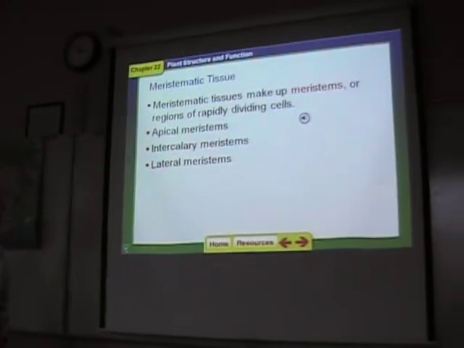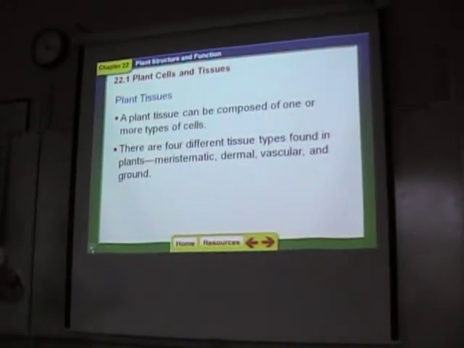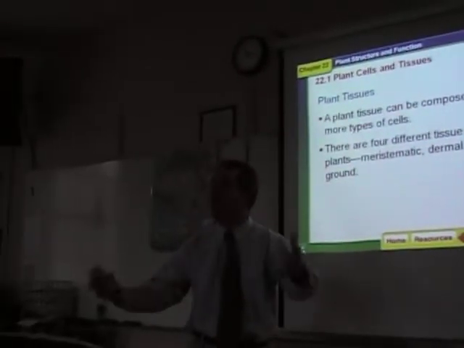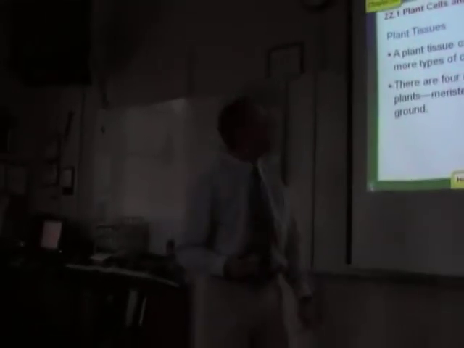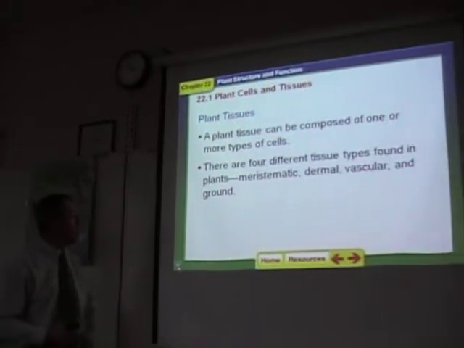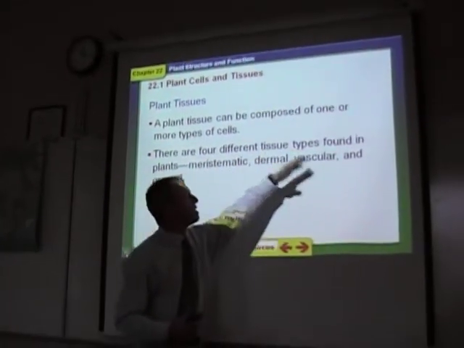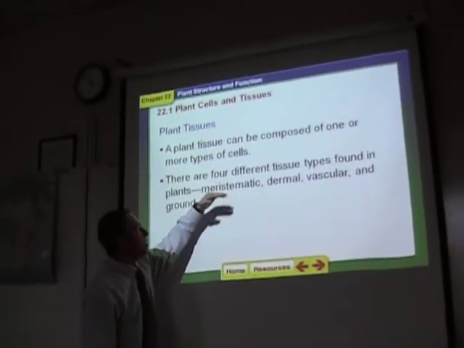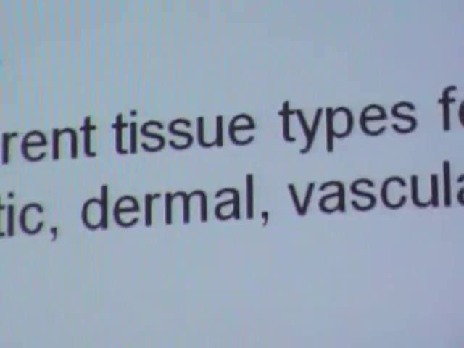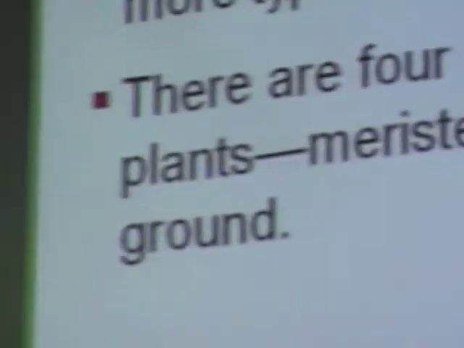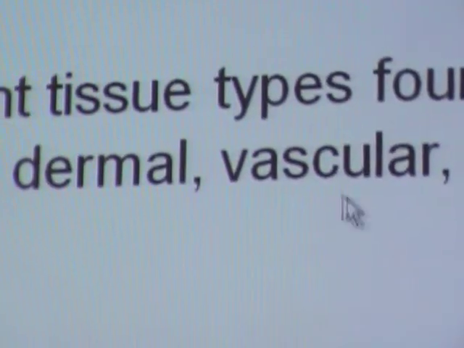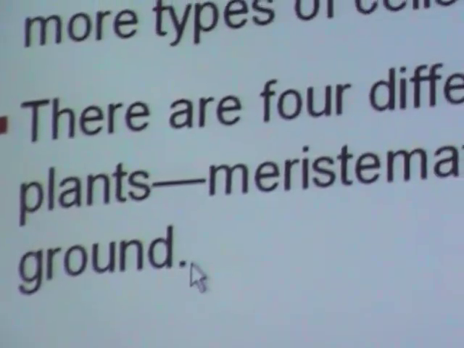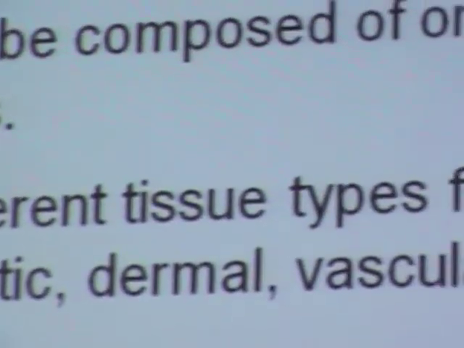Okay, now we're talking about tissues. What happens is plant cells come together to make plant tissues. Tissues are made of many layers of cells. And there are 4 different types of plant tissues that we have to talk about. Meristematic, dermal, vascular, ground. You need to memorize those. Look, 4 choices, multiple choice test. You see how that works?